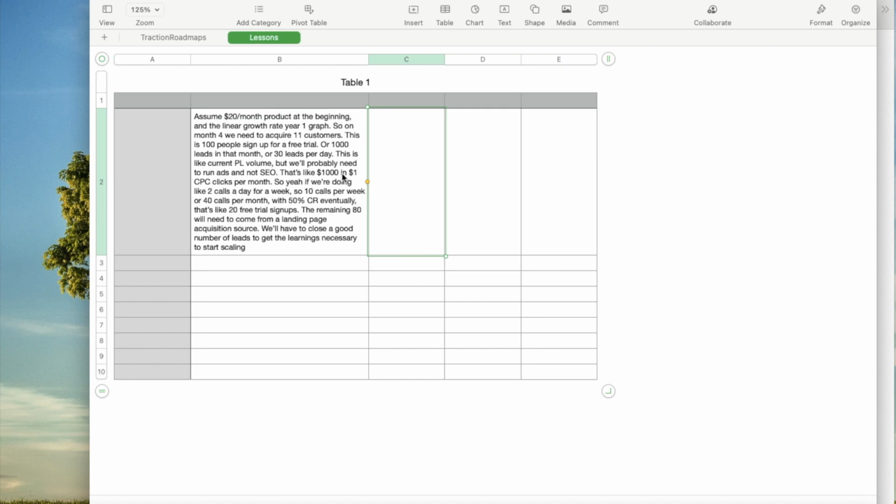And probably will be. But if you're doing 2 calls per day and 10 calls per week and 40 calls per month with a 50% conversion rate, which is the case for these Mafia offer high touch stuff, that's 20 free trial signups. So the remaining 80 signups or 800 leads has to come from a more scalable acquisition source like a landing page and ads being driven to it, or any of those channels that we had written on our lean canvas. And if this is too much, then we use another channel that's cheaper. But yeah, the goal is you close a lot of leads through high touch to get the learnings necessary to put it on a landing page and start scaling. That's the idea.